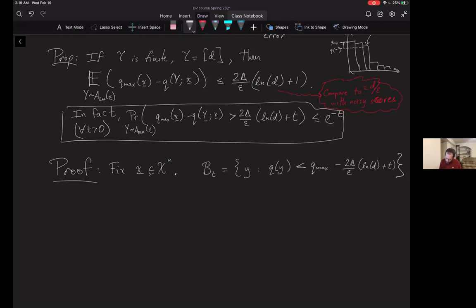All right, so we want to understand the probability. We want to establish that the probability of our outcome y landing in this set is less than e to the minus t. So what we're going to do is compare this. Actually, before we do that.